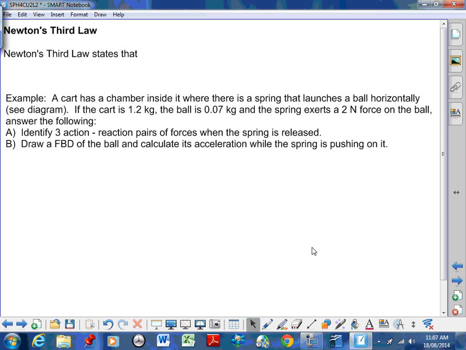All right, so finishing up Newton's third law. So there's three laws. His first law was inertia. The second law was F=ma. Third law. What is Newton's third law?